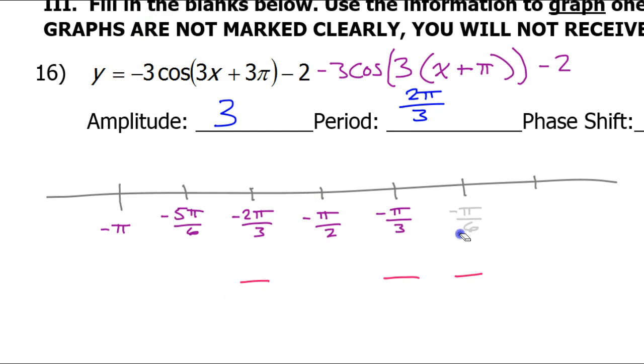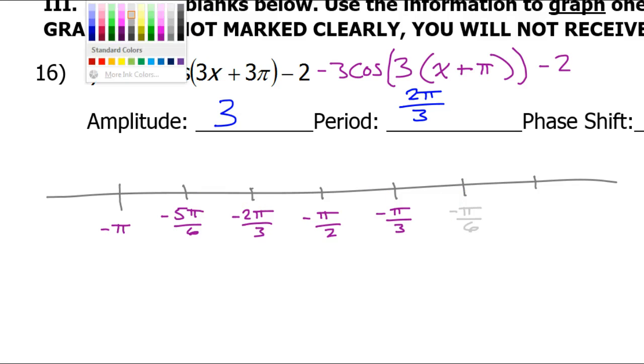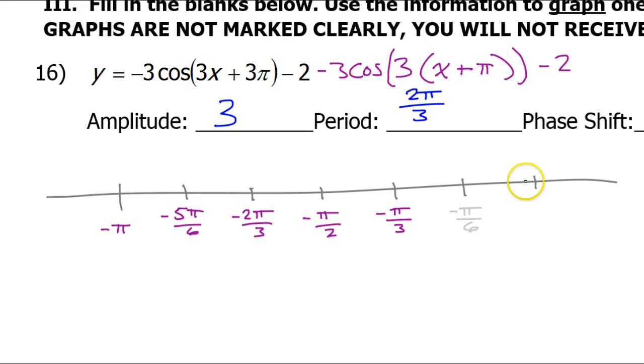Alright, now I put this negative pi over 6 in light gray so you wouldn't confuse it with these other points. These 5 values that I've shown here in purple, these are the 5 positions of the critical points I will use for my graph. Negative pi over 6 is not one of the 5 critical values I will use, so I made it a lighter color. Alright, so this is going to be my y-axis right here because this is right at 0.